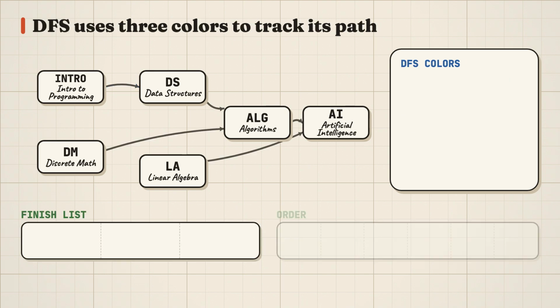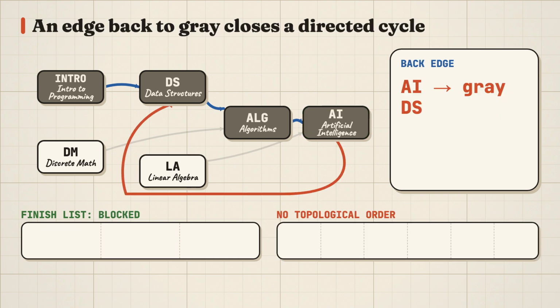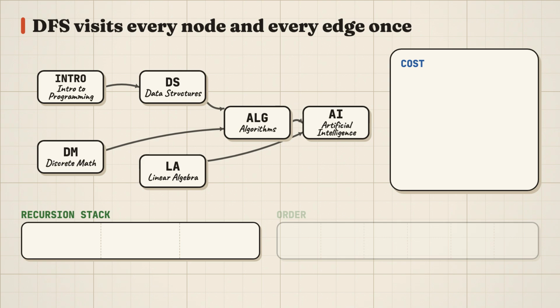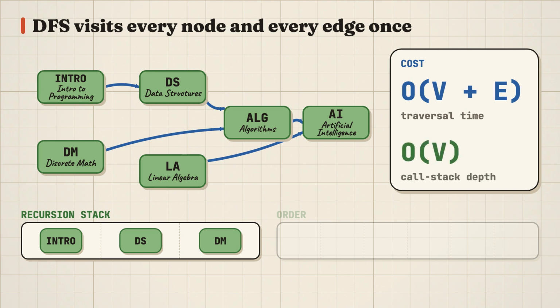DFS uses 3 states to find cycles. White means the course has not been visited. Gray means it is still on the current path. And black means it is completely finished. If DFS finds an arrow pointing to a gray course, it has returned to a course on the current path. That means the graph contains a directed cycle, so no topological order exists. DFS also visits every course and every arrow once, so its running time is O of V plus E. Its recursion stack can use up to O of V additional space.